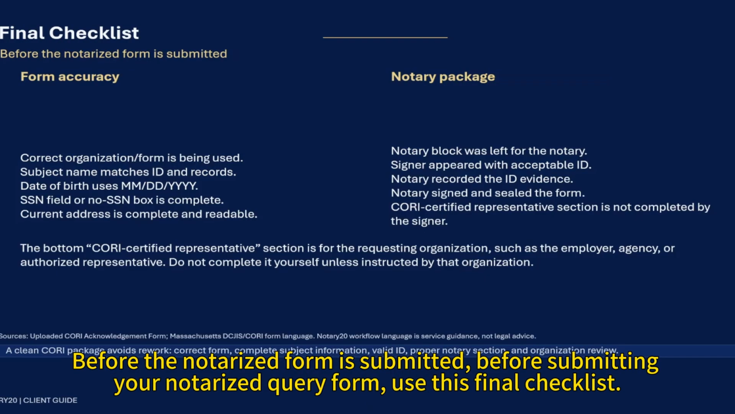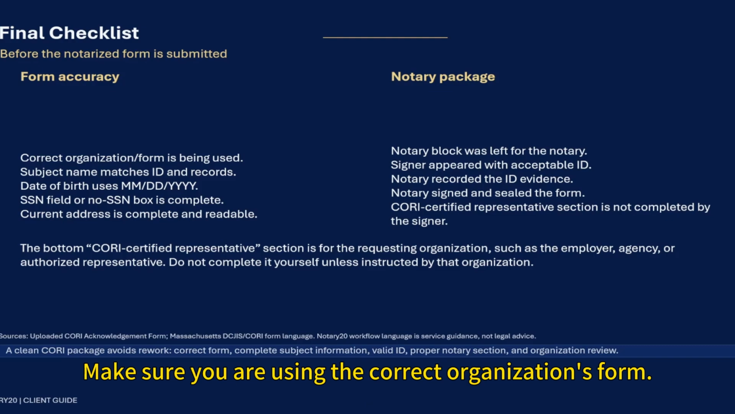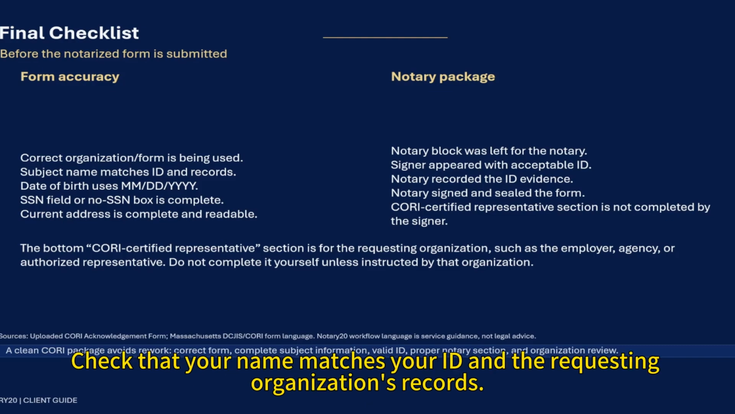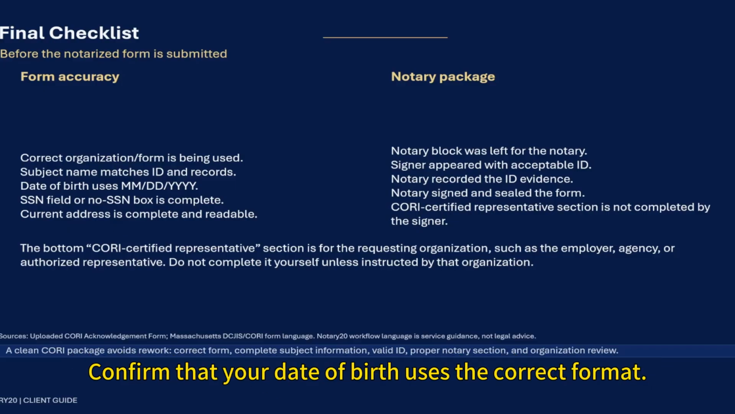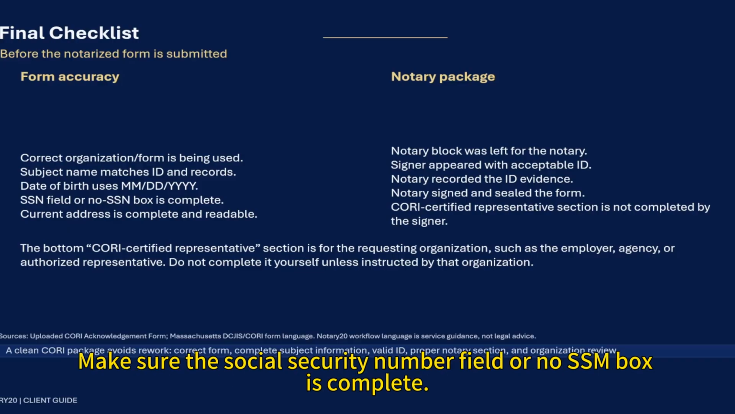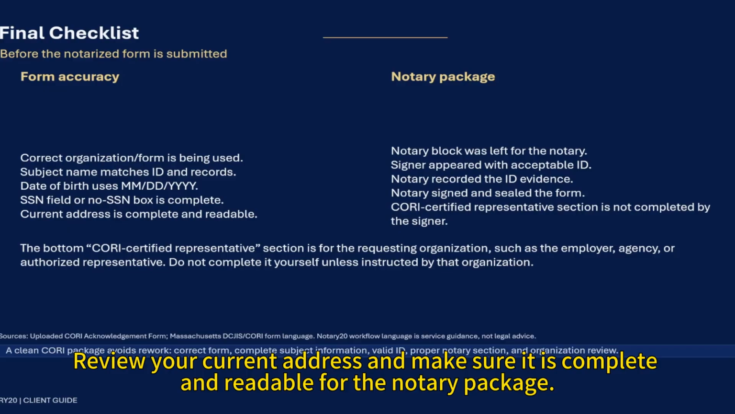Before submitting your notarized CORI form, use this final checklist. Make sure you are using the correct organization's form. Check that your name matches your ID and the requesting organization's records. Confirm that your date of birth uses the correct format. Make sure the Social Security number field, or No SSN box, is complete. Review your current address and make sure it is complete and readable.